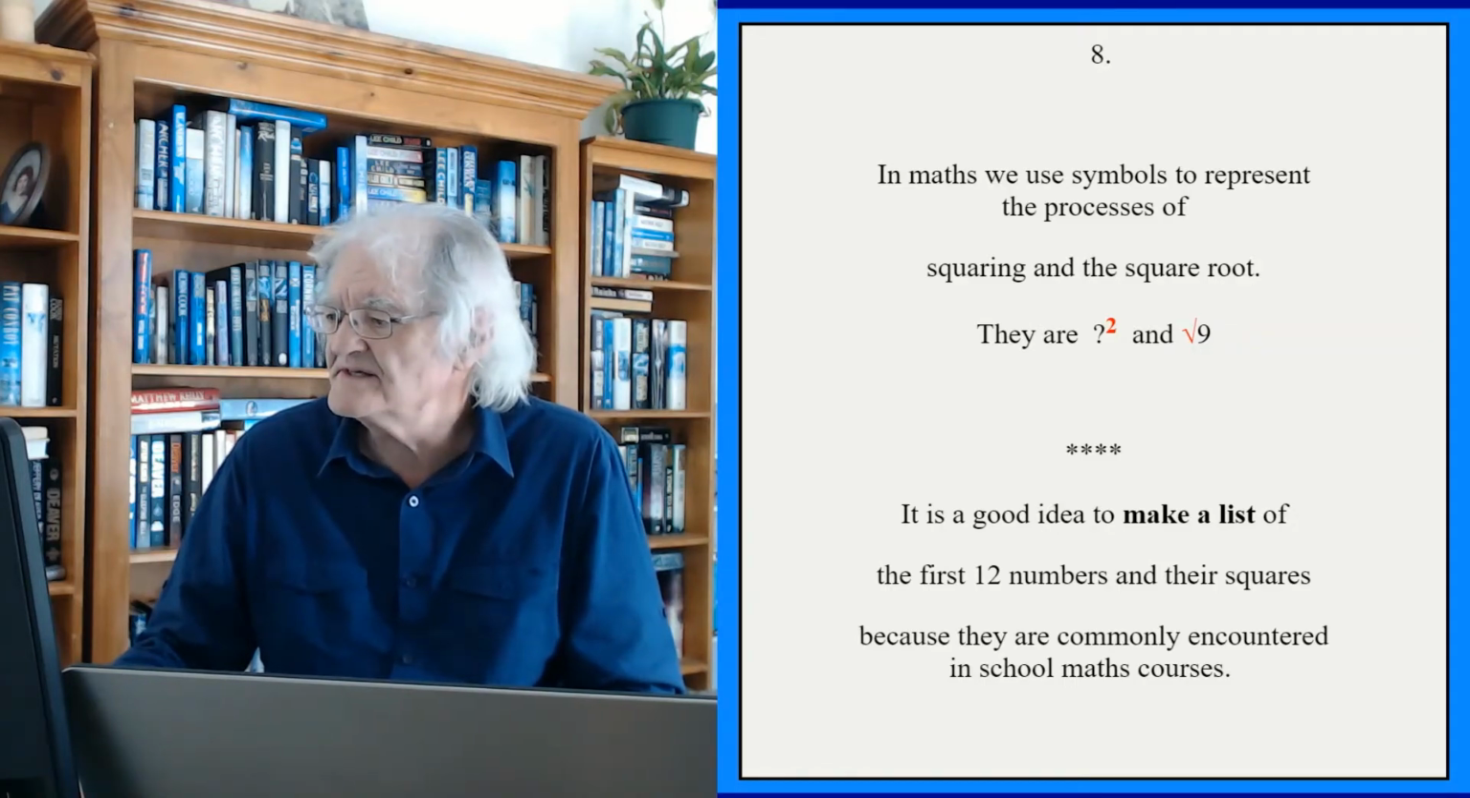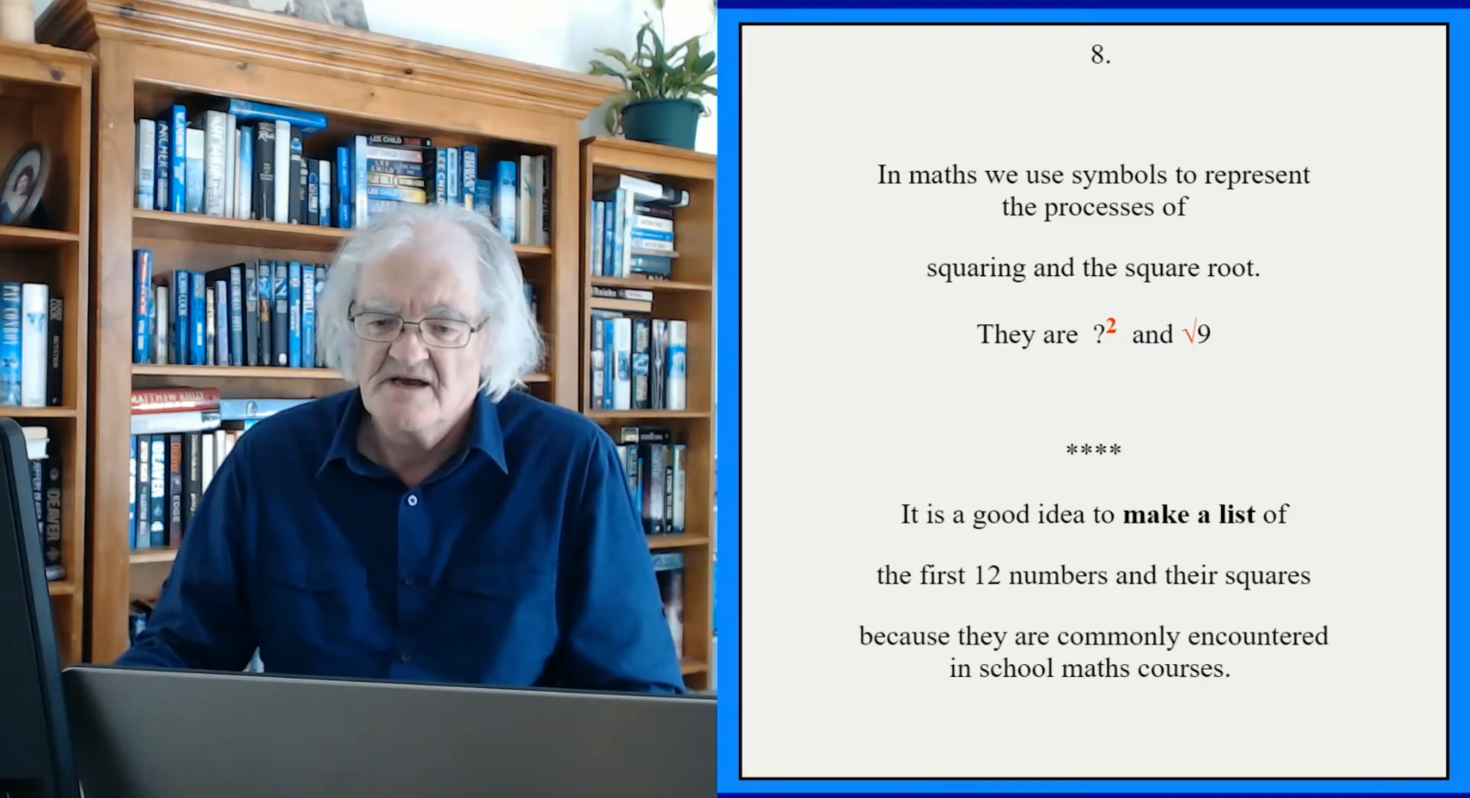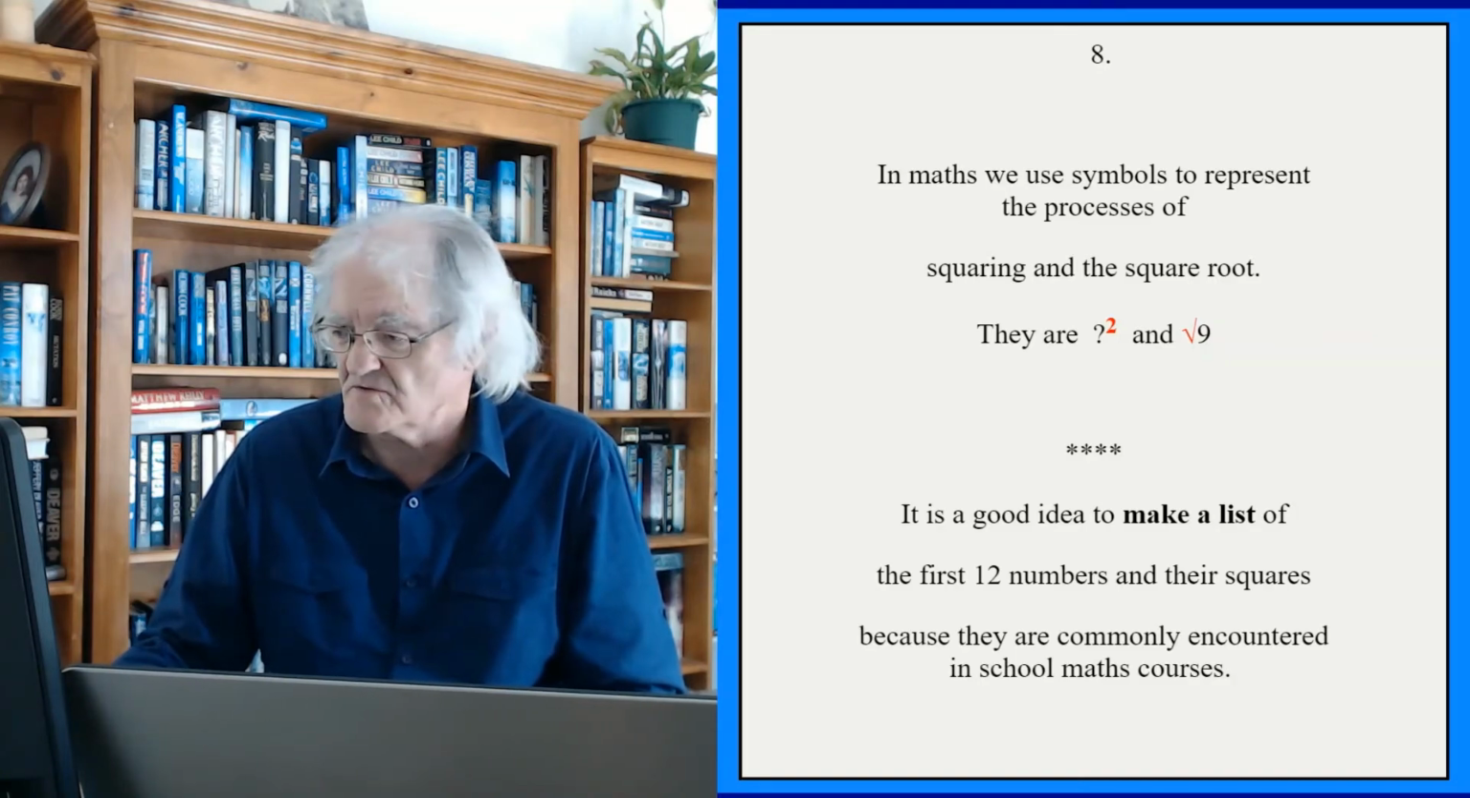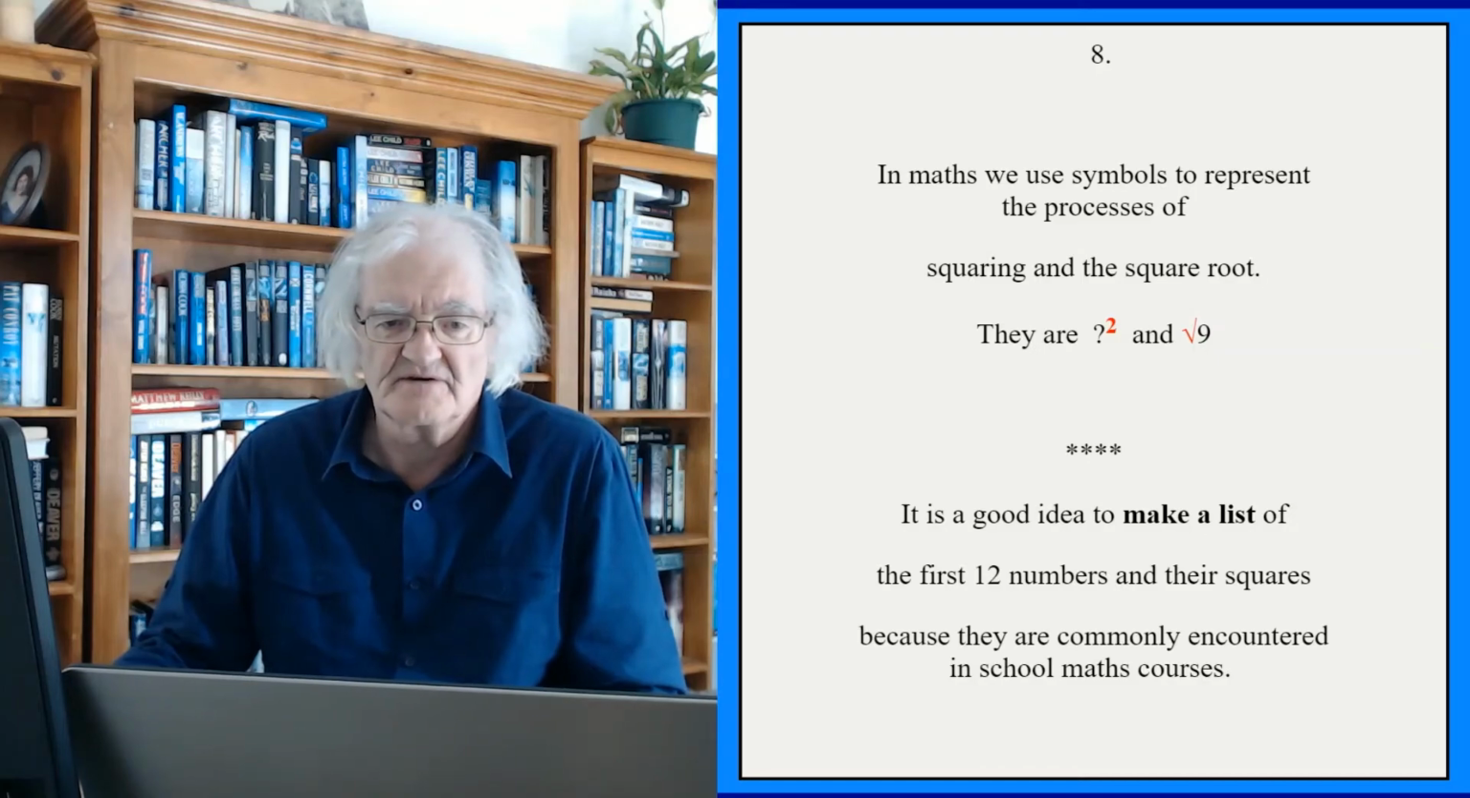It's a good idea to make a list of the first 12 numbers and their squares, because they are commonly encountered in school maths courses, and you could even go beyond 12.